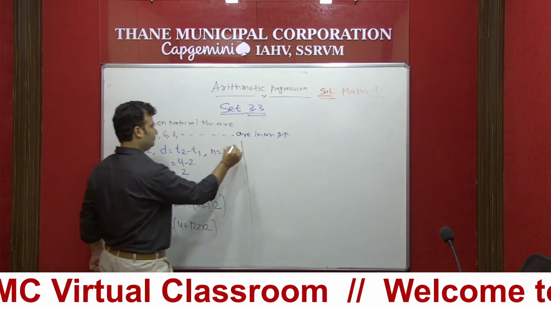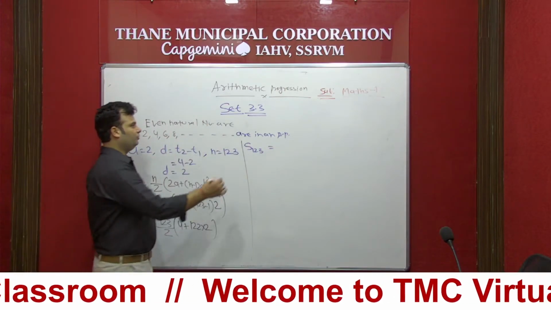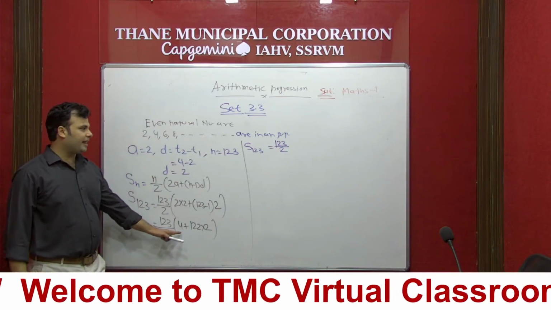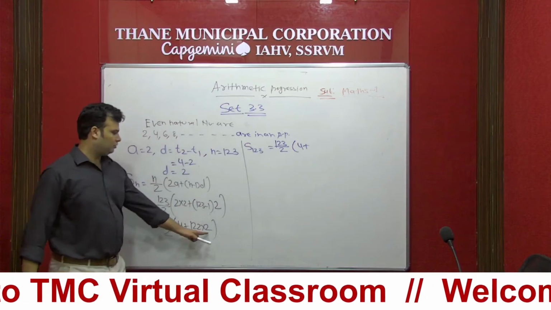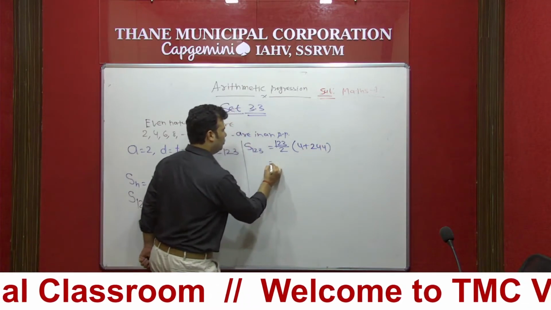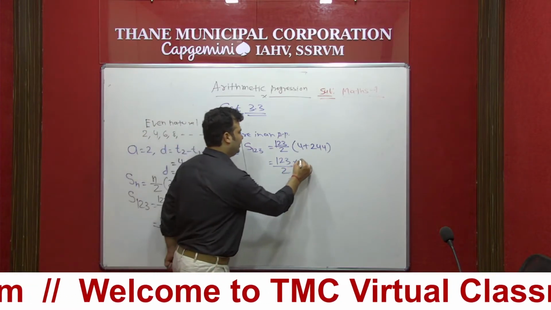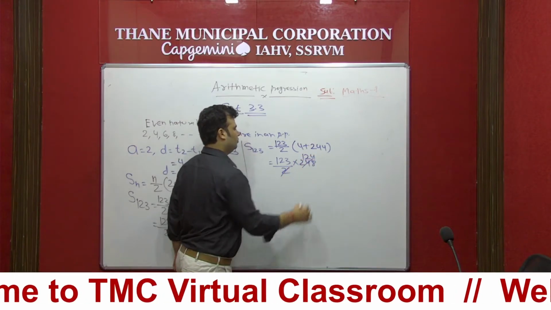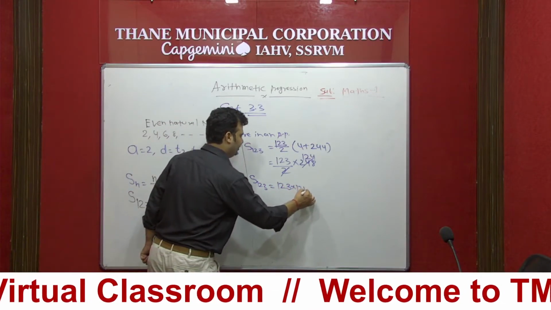So S123 equal to 123 upon 2. Now we have to solve the bracket part. So 4 plus, we can multiply 122 into 2, that is 244. So 123 upon 2 into 244 plus 4, that is 248. Now we have to solve. 2 ones are 2, 2 twos are 4, 2 fours are 8. So S123 equal to 123 into 124.